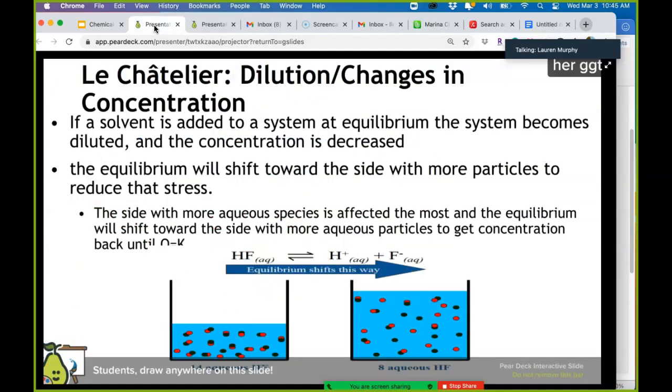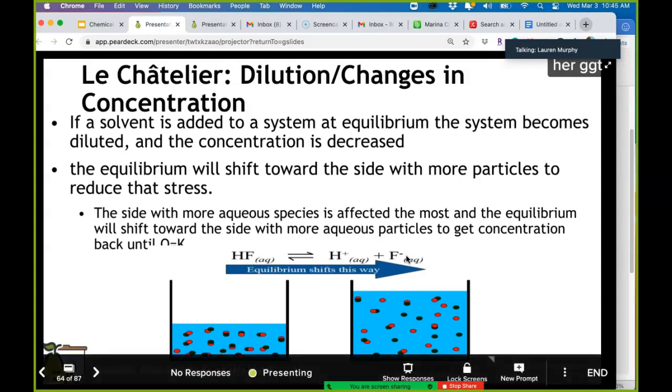So you can change the concentration of a system by diluting it, right? Diluting it lowers concentration, always, okay? When you dilute something, you need to focus on your aqueous species because those will be the things affected by dilution. Gases will not be affected, solids will not be affected, liquids will not be affected. Dilutions will affect aqueous species only. So what you do for dilution is you focus on which side has the most aqueous species.